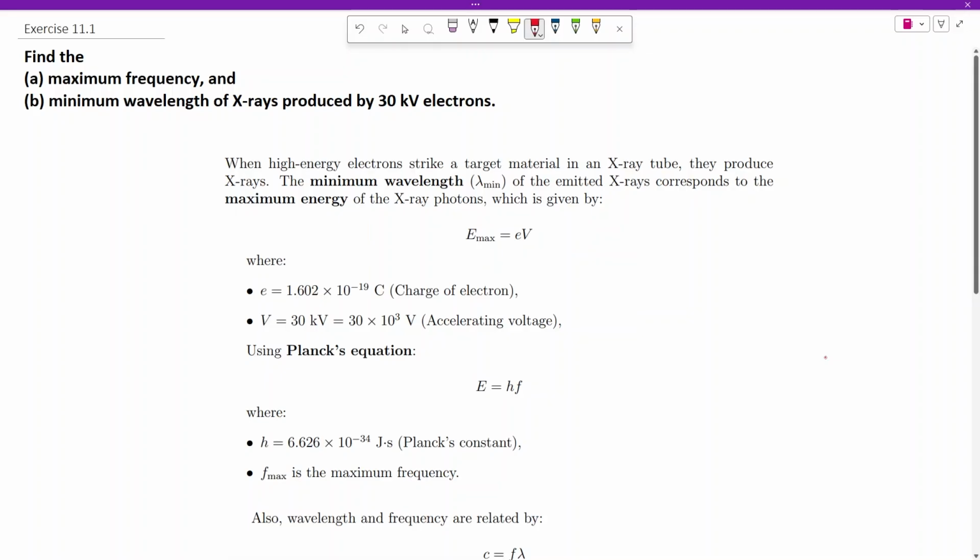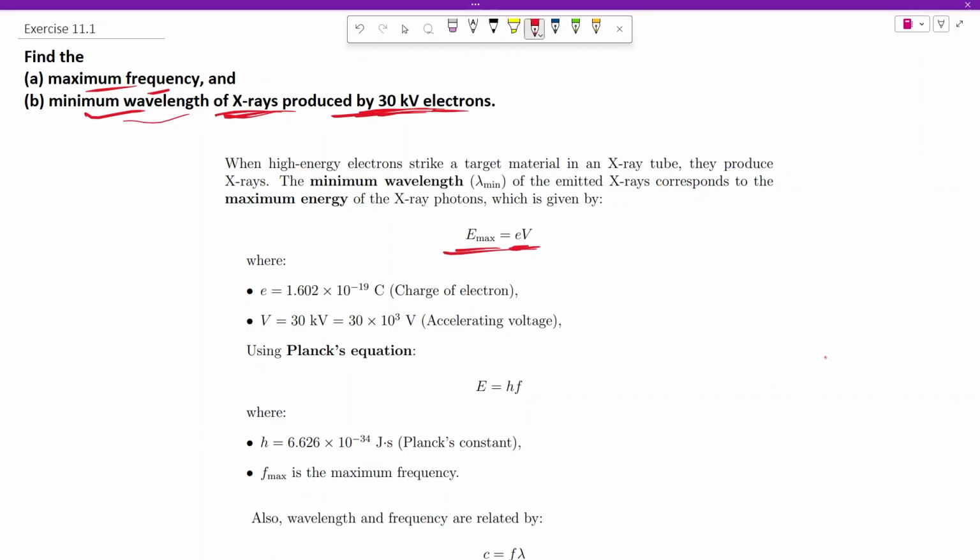The question says to find the maximum frequency and minimum wavelength of X-rays produced by 30 kilovolt electrons. Now here we have been given the energy of electrons in terms of voltage. So we can find out the energy of photons of X-rays produced with this formula: E max equals e times the voltage.